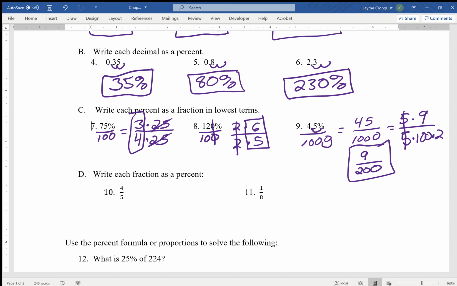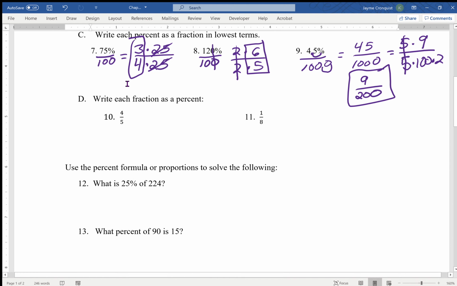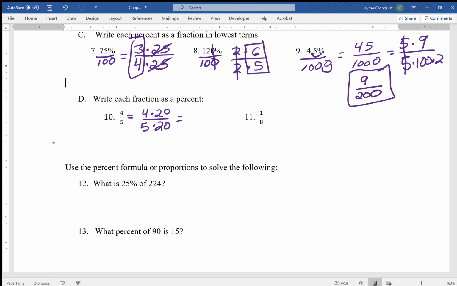Alrighty. Let's get D up here where we can see it. Sorry. Write each fraction as a percent. So we actually have to do the division, unless we can set it over 100, right? Because 5 goes into 100, I can turn this into 4 times 20 over 5 times 20, which is 80 over 100. Well, that tells me that the percentage is 80%. Sorry. A little bit of my brain went blank.